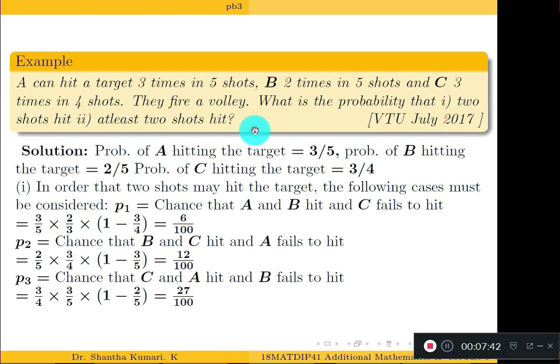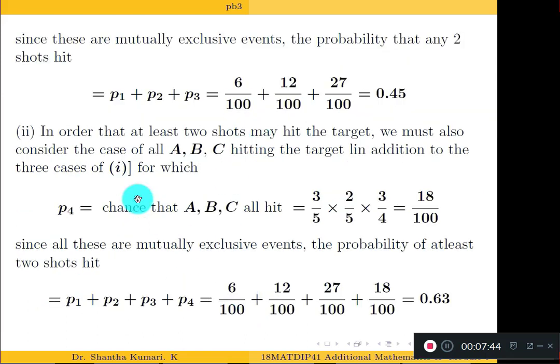At least two shots hit. Okay. Just to see this explanation. In order that at least two shots may hit the target, that means the least number of shots is 2. So either exactly 2 or more than 2. Exactly 2 is already considered.